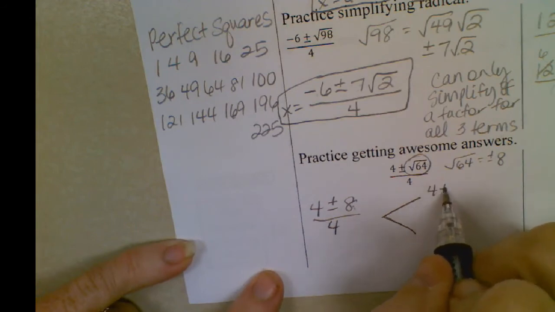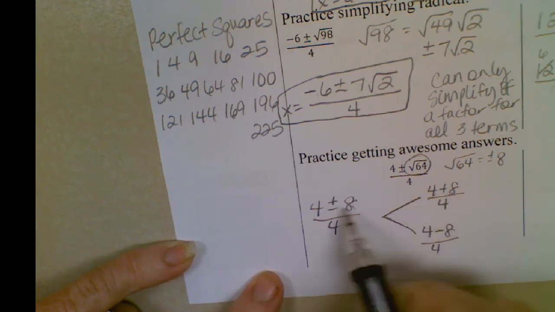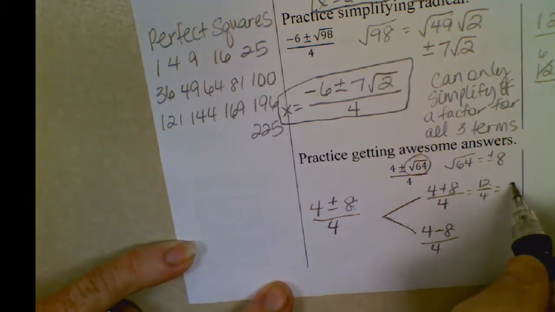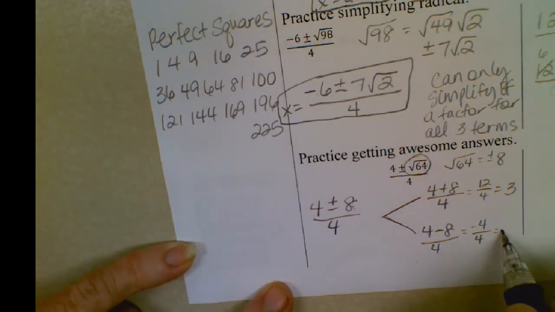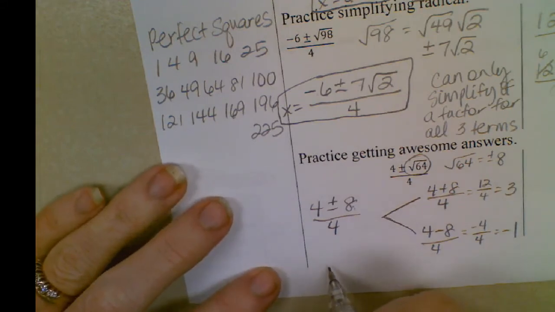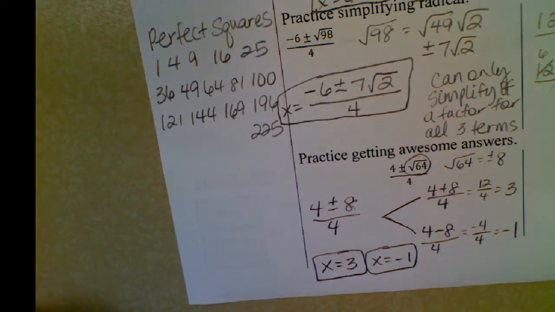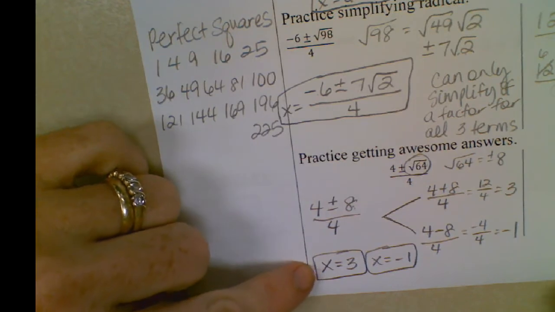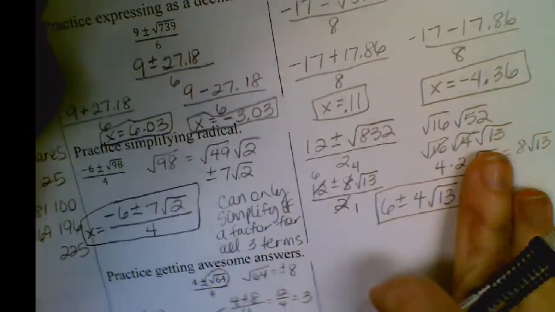So you would have 4 plus 8 over 4 and 4 minus 8 over 4. There's our positive 8, there's our negative 8. So 4 plus 8 is 12, divided by 4 would give us 3, and 4 minus 8 is negative 4, divided by 4 would give us negative 1. So our solutions would be x equals 3 and x equals negative 1. Okay? So you're either going to have radical answers that look like this, or something that has no radical left in it, just a standalone solution. Okay?